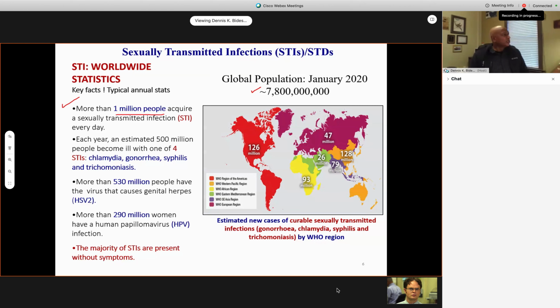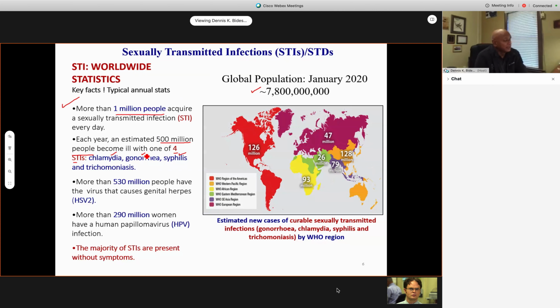All right. So about 1 million people every day acquire an STI. Doesn't mean to say they have disease. In fact, most people tend to be asymptomatic. All right. Each year, about 500 million people, think about this, 500 million people, this is like 1 in about 15, 1 in 16 or so, becomes ill with 1 of 4 STIs. Chlamydia, top of the list, gonorrhea, and syphilis. Now, these 3 are caused by bacteria. In fact, I'm pretty sure you guys know them.